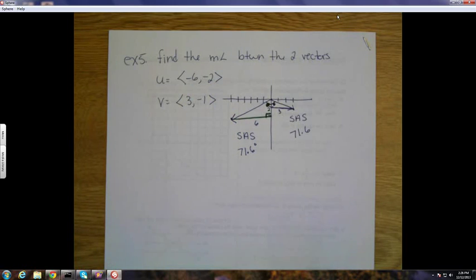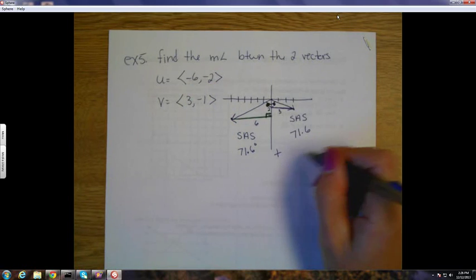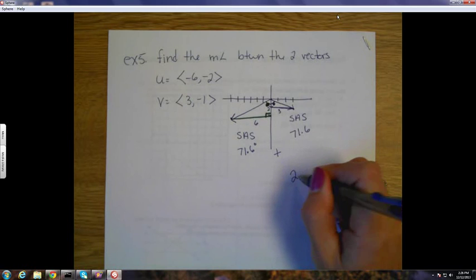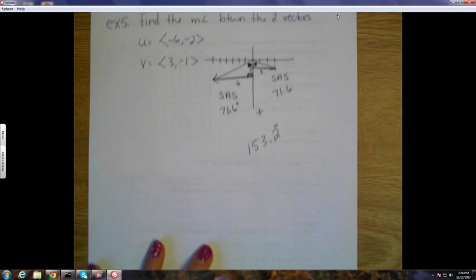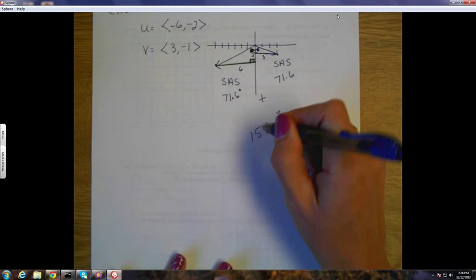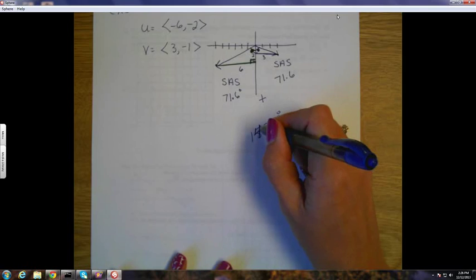So the angle between them, you just add the 2 together, 153.2. 143.2. Jeez. Not very good.